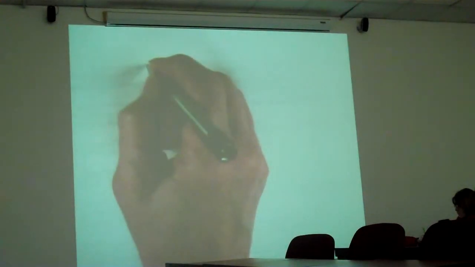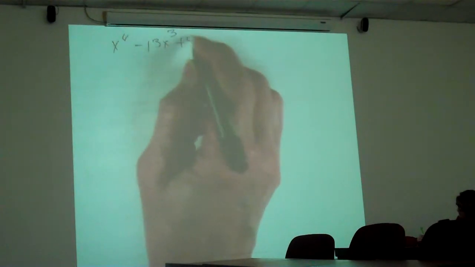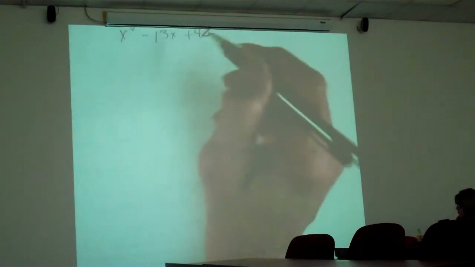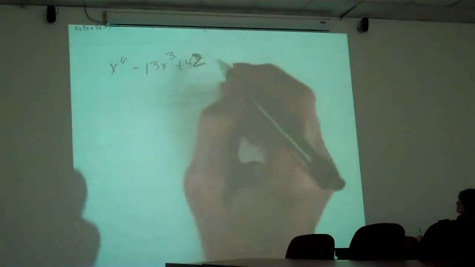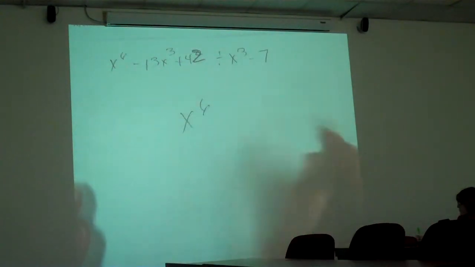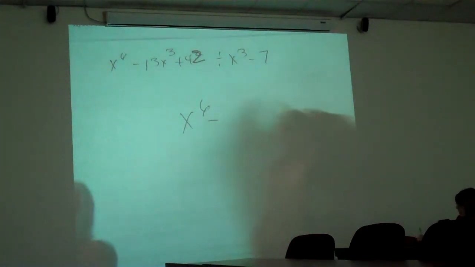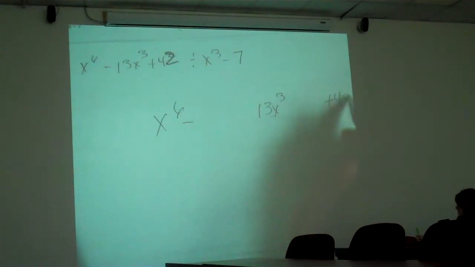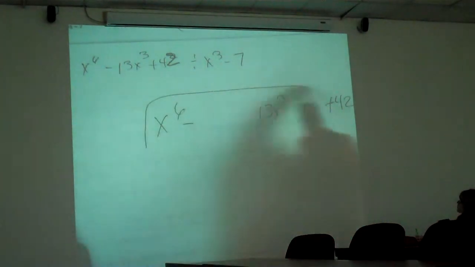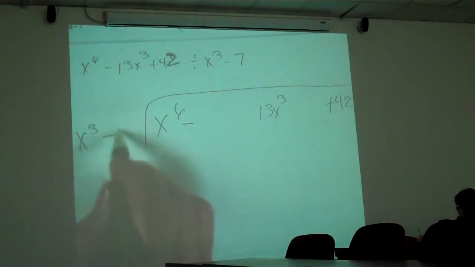Number 37 has x to the 6th power minus 13x cubed plus 42. That's too easy. It looks hard, but okay. We'll do it. And then we're dividing it by x cubed minus 7. X to the 6th, minus, we can leave some space, 13x cubed, and then plus 42. Because there's no x to the 5th, 4th, 2nd, or 1st on your x's. We're dividing by x cubed minus 7.